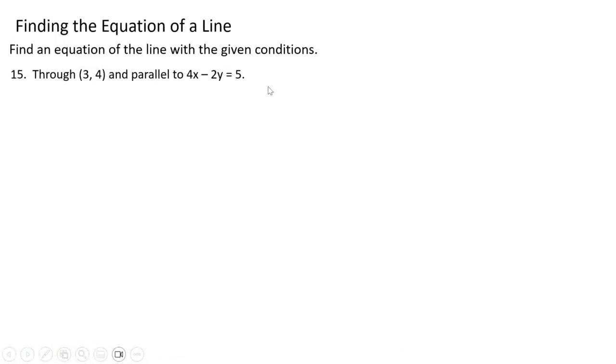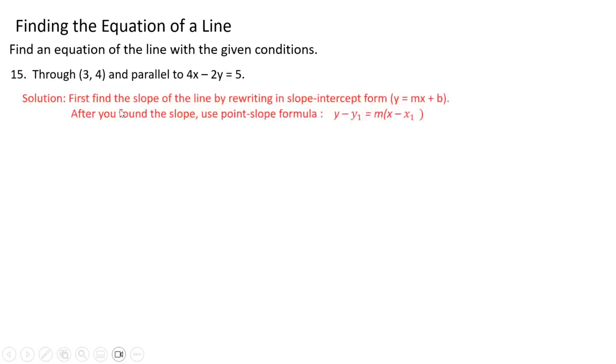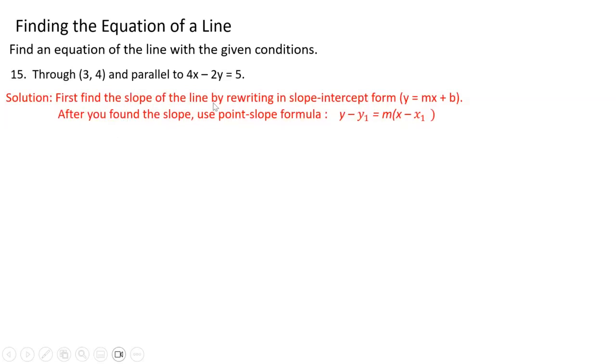Okay, now number 15. It says find an equation of a line with the given conditions, that it passes through the point (3, 4) and is parallel to the equation 4x minus 2y equals 5. So the first thing we have to do is know what parallel lines are. Parallel lines have the same slope. So we have to determine the slope of 4x minus 2y equals 5. The first thing we have to do is rewrite it in slope-intercept form, which is y equals mx plus b.